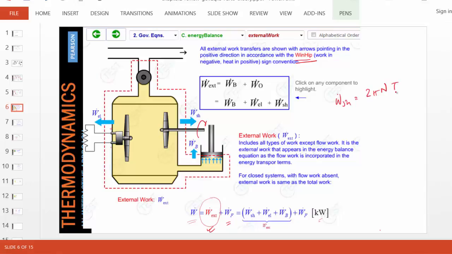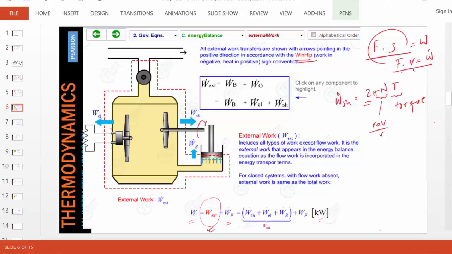T is the torque, and n is revolutions per second. 2 pi is the angle in one revolution. So this is just force times distance, as you know; the counterpart of force times distance is the work, and force times velocity is the rate of work. So you can see shaft work comes from here. Force is replaced by torque and velocity is replaced by angular velocity.